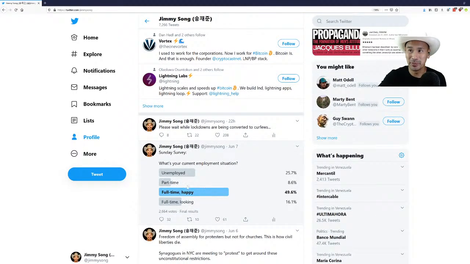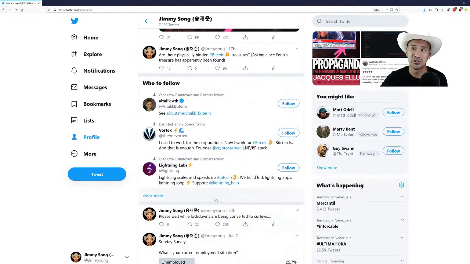Yeah, seems like most people are full-time employed and happy, but there's a significant amount of people that are unemployed or full-time and looking. So interesting.